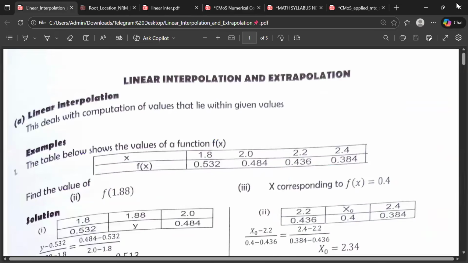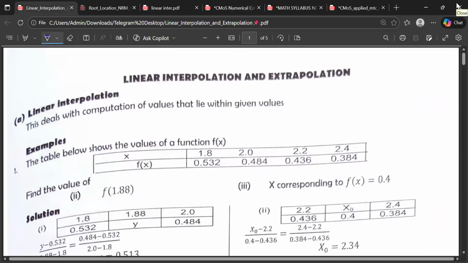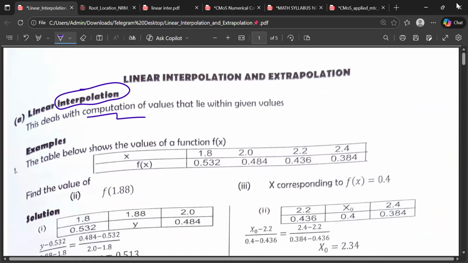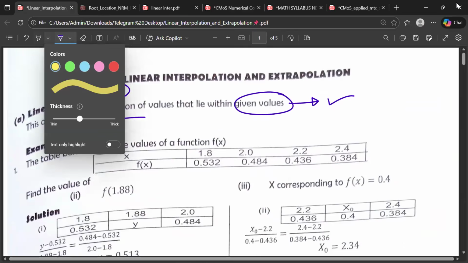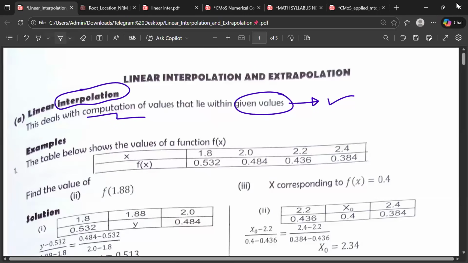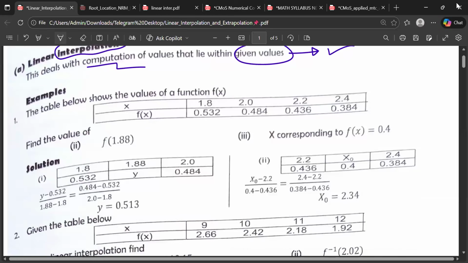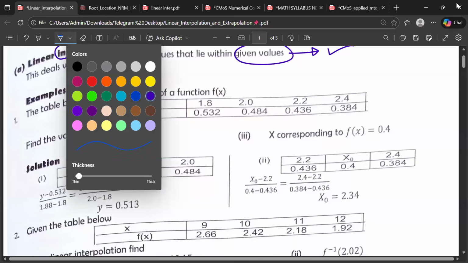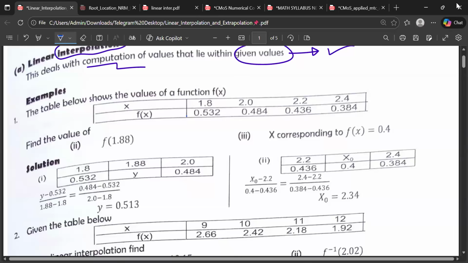So I'm going to come here. Interpolation, we have tried our level best. With interpolation, we're just getting values within given values or known values. Nothing much. So I want you people to look at this table. We are going to use this variable, okay?